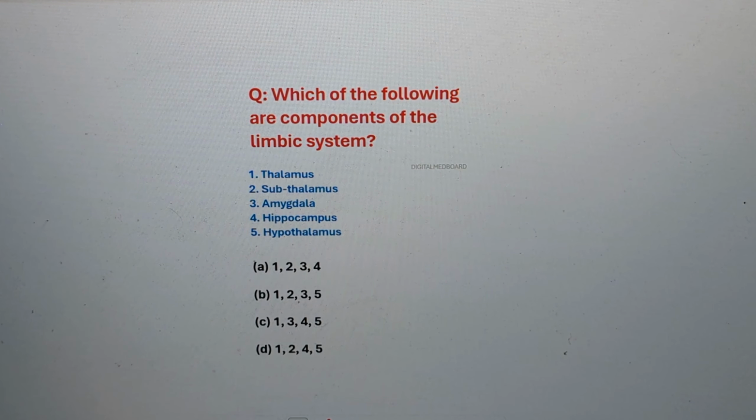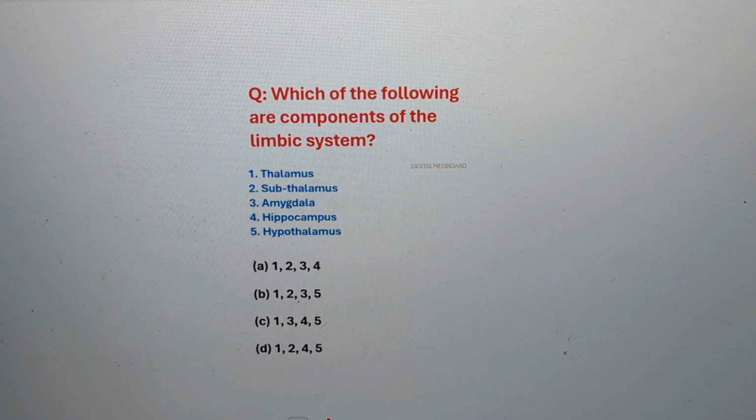Then amygdala, which is responsible for fear and part of a Papez circuit, is a key component of the limbic system. So it is correct. Moving further to hippocampus, which plays vital role in short-term memory, and it is crucial part of limbic system. Thus it is correct. Finally, hypothalamus.